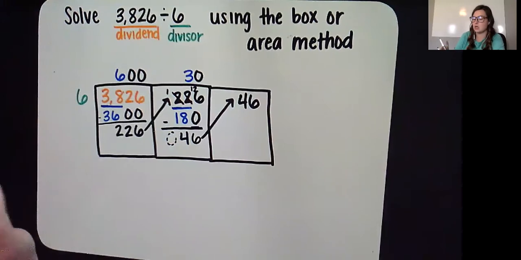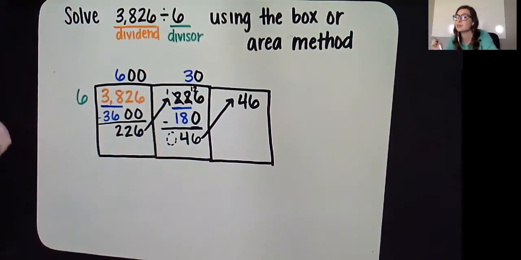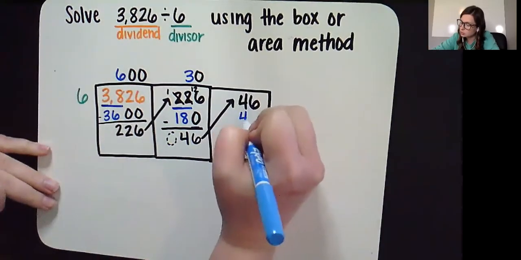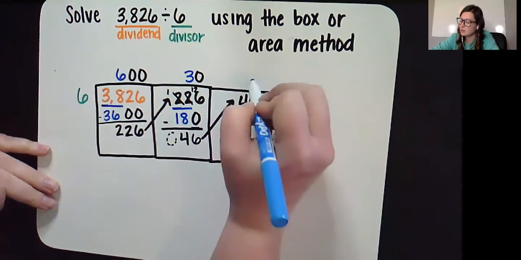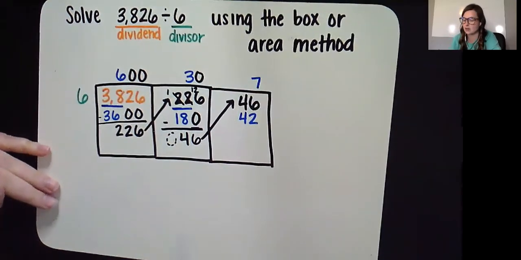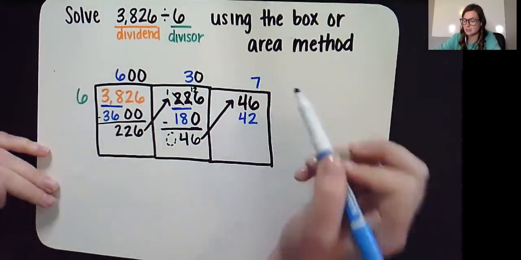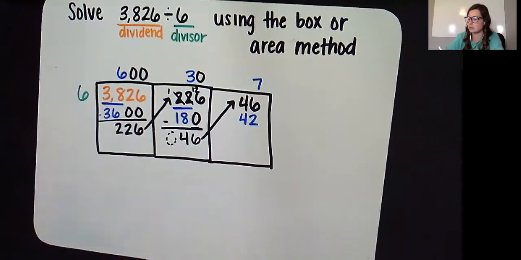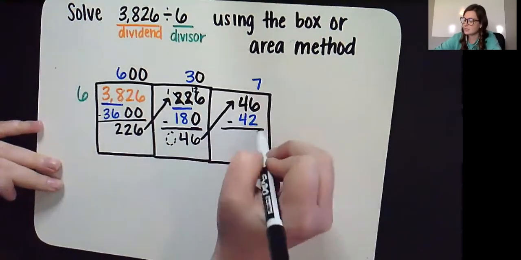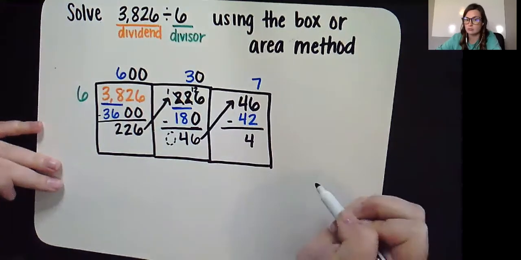The closest multiple of 40, nope. The closest multiple of 6 to 46 would be 42. And we get that by multiplying 6 and 7 together. As you can see, everyone has a buddy. I'm not putting any zeros on this level. And when I subtract, I am left with 4.